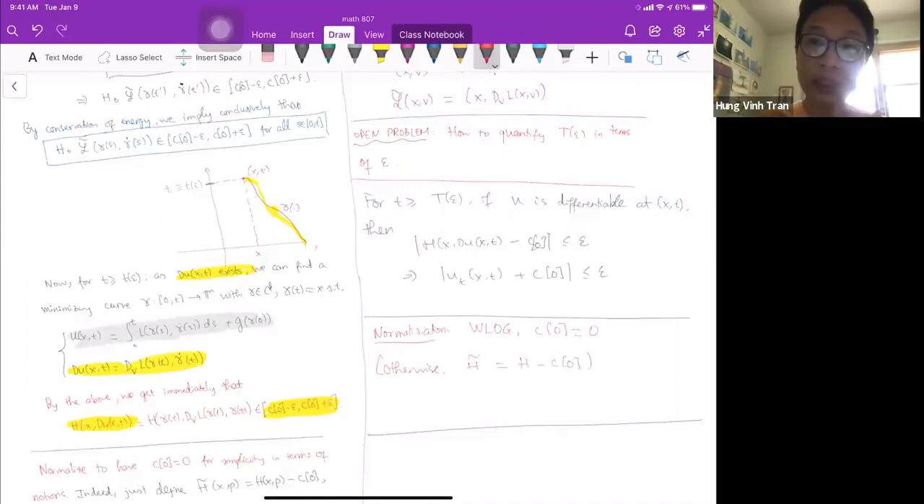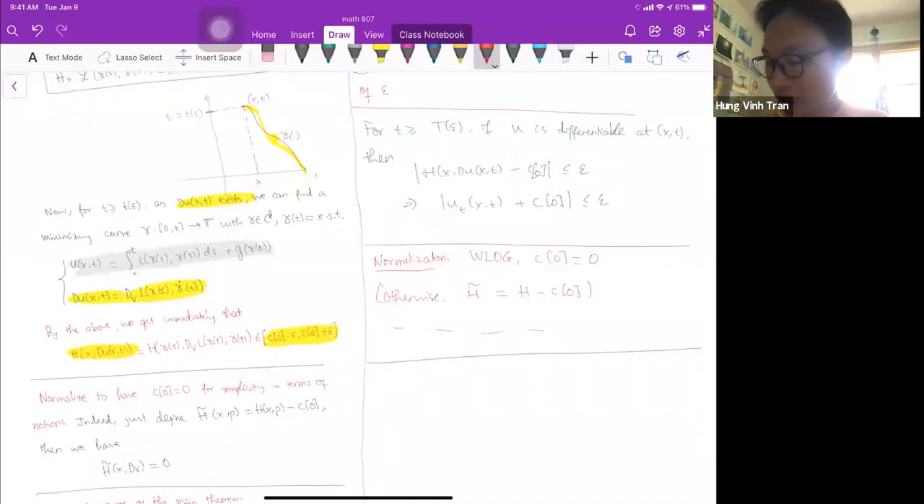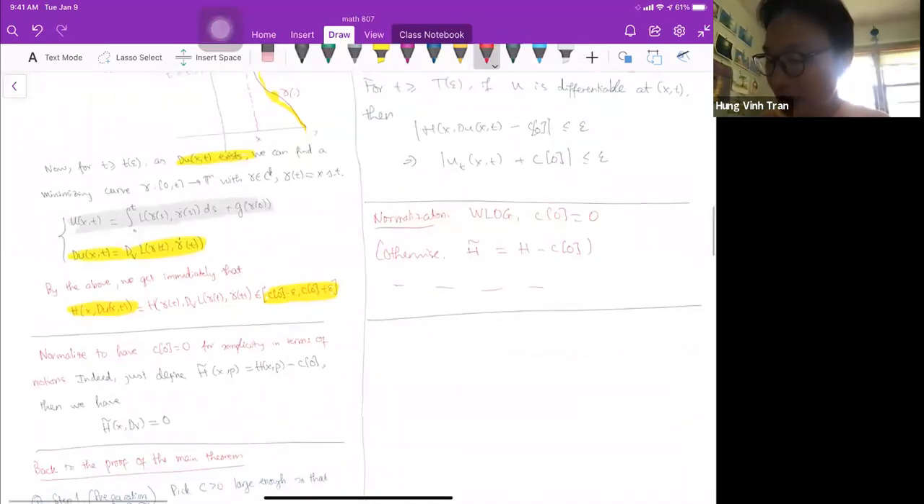Then with the new Hamiltonian H tilde, the ergodic constant is going to be zero, and you do that. So it's not going to be a big deal. Okay, that's exactly what I write here.